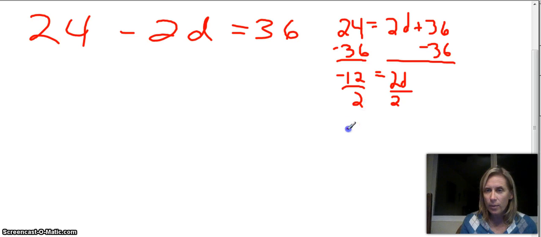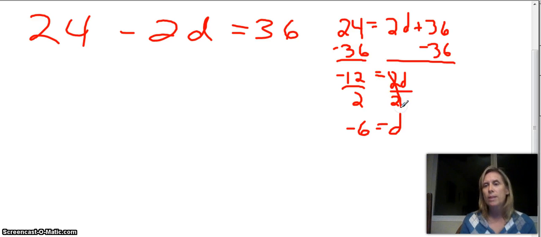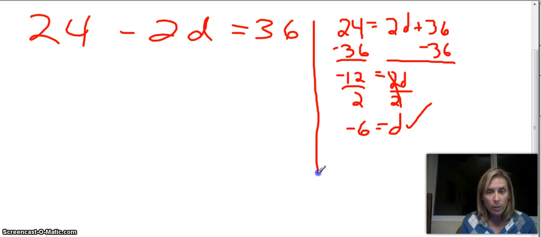And you end up with negative 6 equals d, right? Because 2 over 2 equals 1d. Very good, negative 6. So when you plug that into the original equation, 2 times negative 6 is negative 12, and negative 12 plus 36 is 24. So this is correct. I'd like to show you another way to transform this equation.